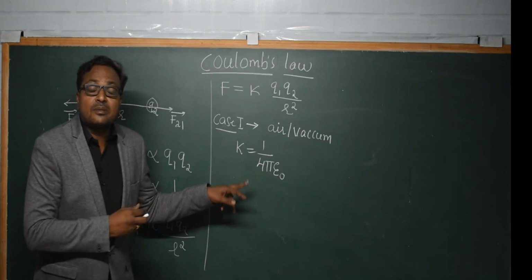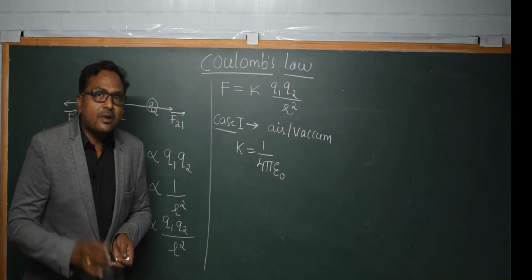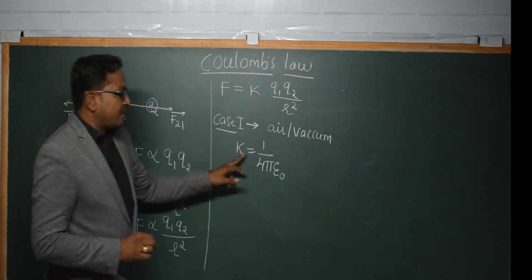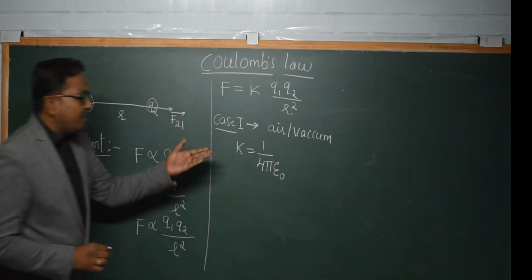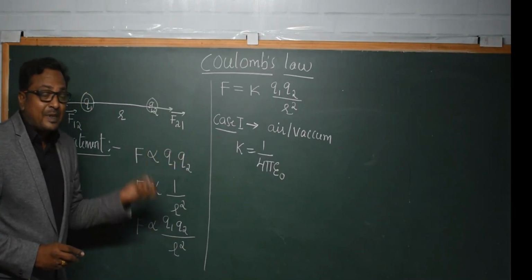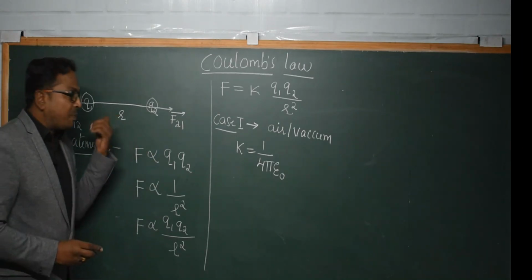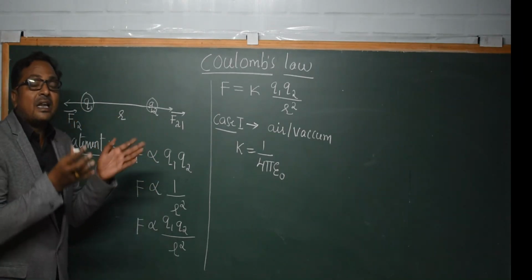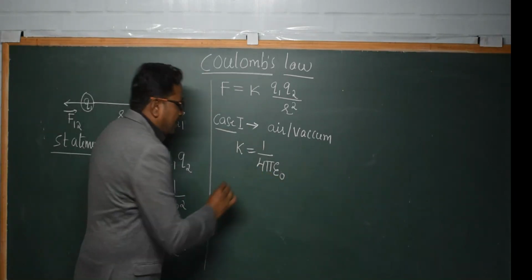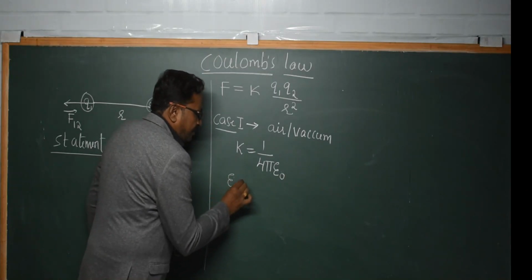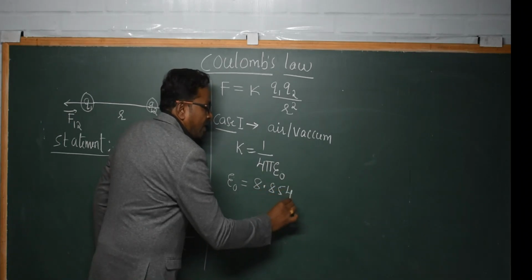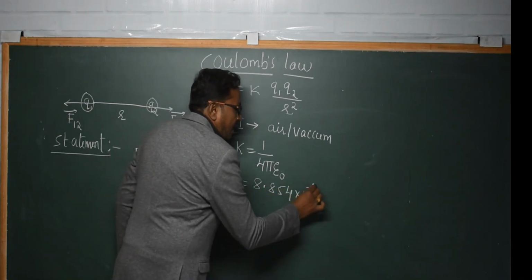Now here we have used the term epsilon naught. What do you mean by epsilon naught? It is the permittivity of free space. It represents the ability of a vacuum to permit the electric field, or the electric lines of force. This epsilon naught value you should remember: epsilon naught is equal to 8.854 into 10 raised to minus 12.